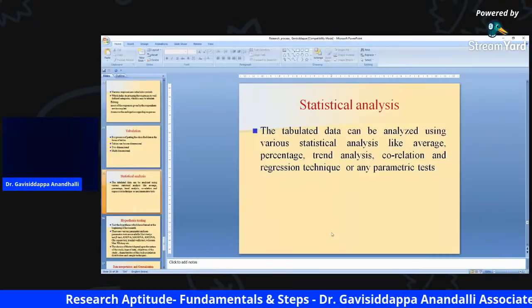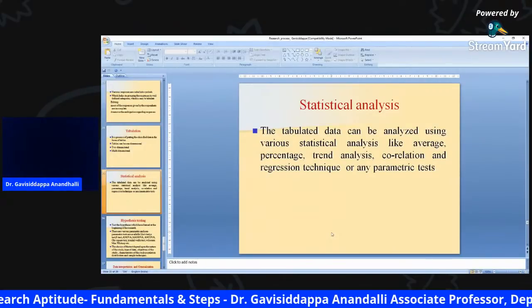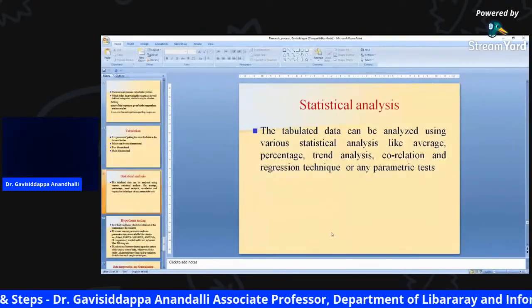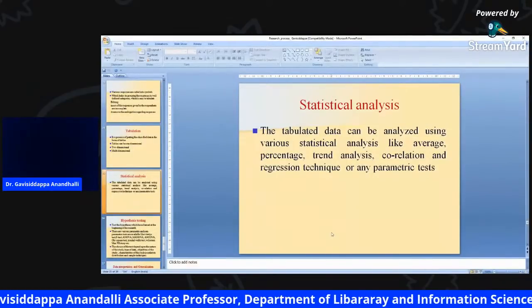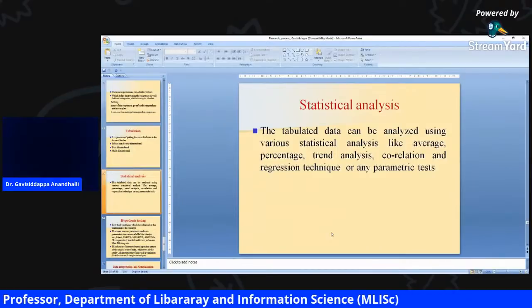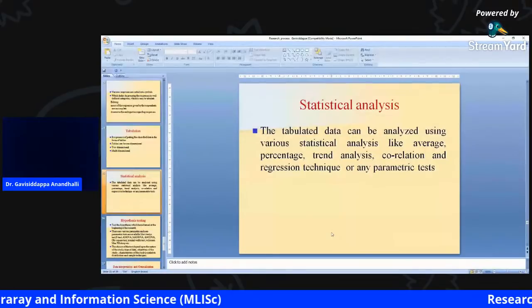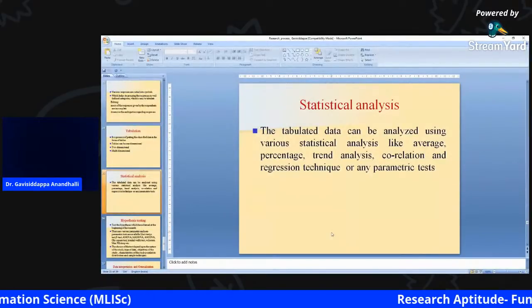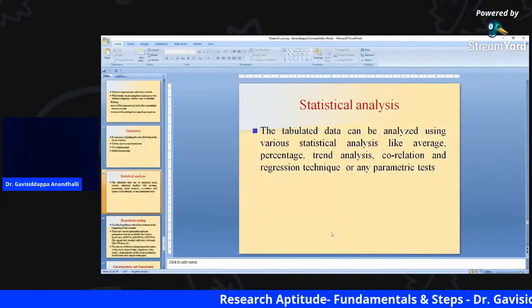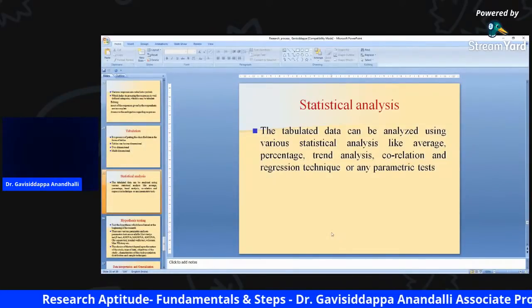Statistical analysis plays a very important role. Tabulated data can be analyzed using various statistical analyses like average, percentage, trend analysis, correlation and regression techniques, or any parametric test you can apply. Testing of hypothesis is one of the major tasks, one of the major challenges in any research. Up to here, a researcher can do wonderful work, but in testing the hypothesis he fails utterly.